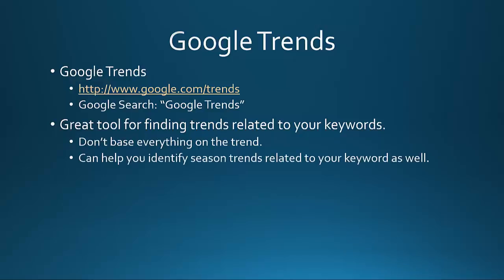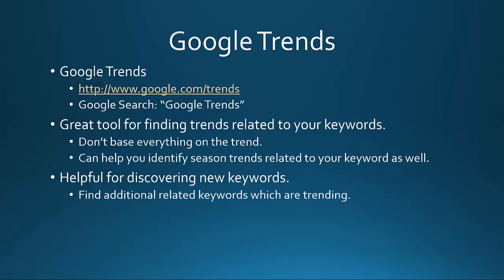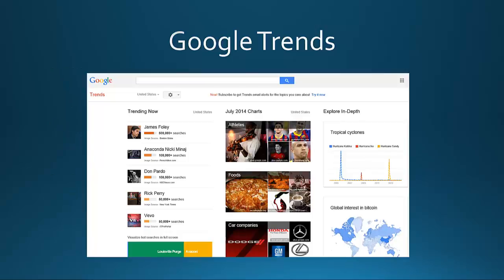Don't base everything on the trend though. It can help you identify seasonal trends related to your keyword as well, to give you an idea of when to do some promotions around that. It's helpful for discovering new keywords as well. Sometimes you can find additional related keywords which are also trending, because Google will sometimes give you some suggestions to consider. This is what Google Trends looks like.